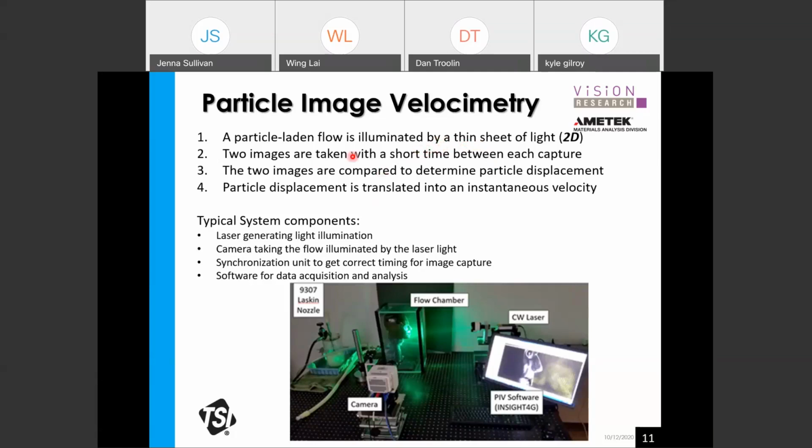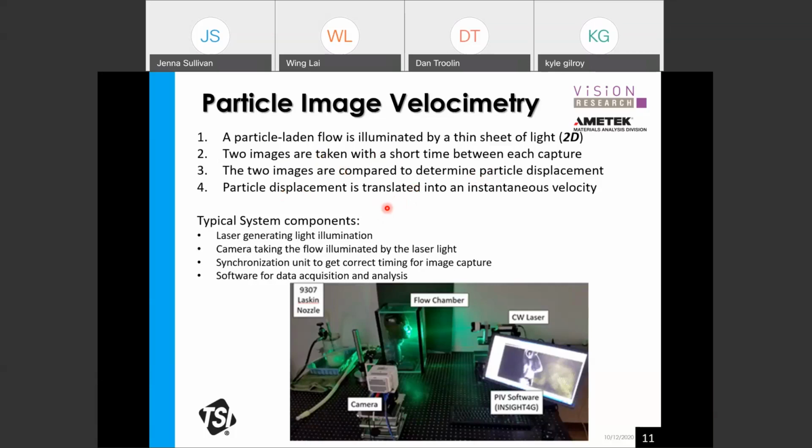Effectively, we are going to be taking two images with a short time between the two captures. These two images are compared to determine the particle displacement, or essentially how much movement of the particles represents the flow field. Based on the particle displacements, and knowing the time between these two images, we can calculate the instantaneous velocity field.